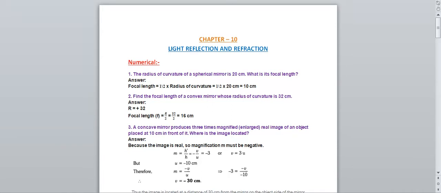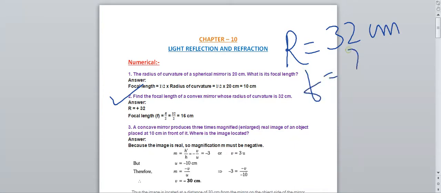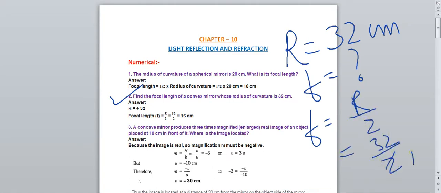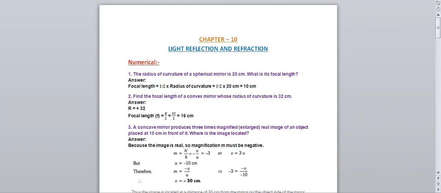Next question. Find the focal length of a convex mirror whose radius of curvature is 32 centimeter. So in this also, radius of curvature is given as 32 centimeter. We have to find the focal length. Same formula we'll use over there also. F is equal to R by 2. 32 divided by 2. 2 sixteens are 32. Answer will be 16 centimeter. This is your answer over there.